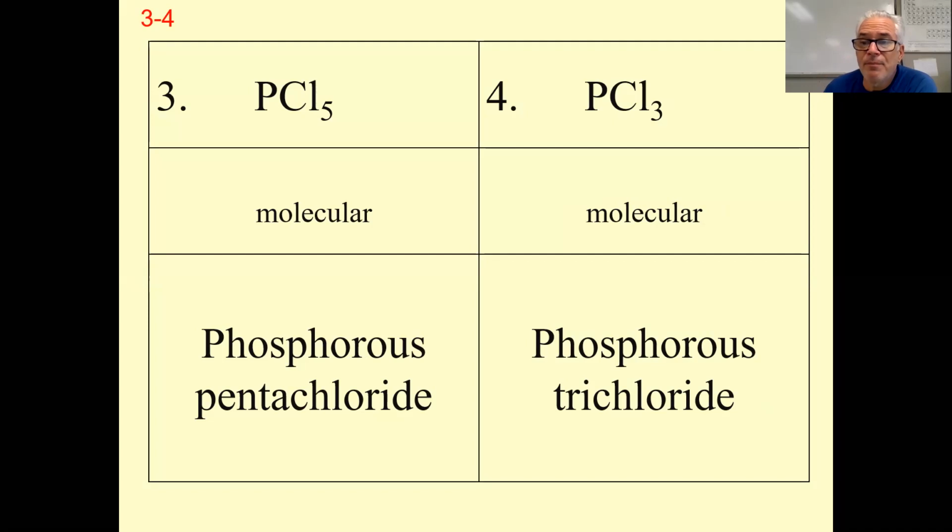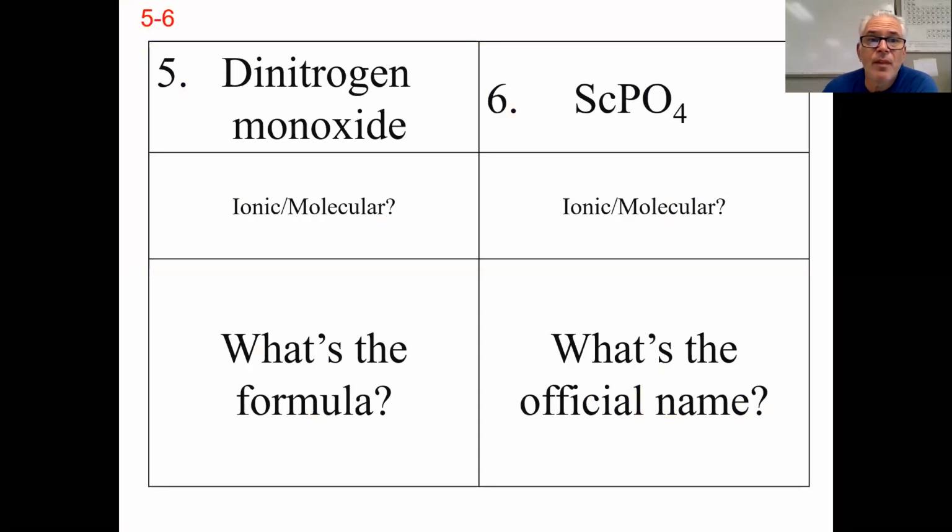2 more coming up. Here we go. Dinitrogen monoxide. Well, this sounds like 2 nitrogens, 1 oxygen. Nitrogen is a nonmetal. Number 5 has to be molecular.